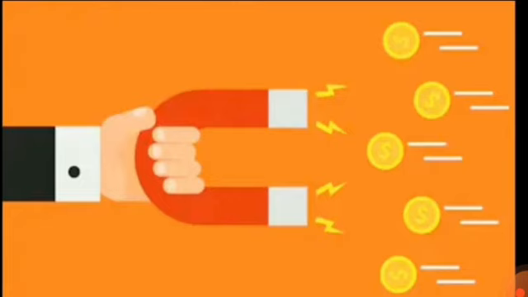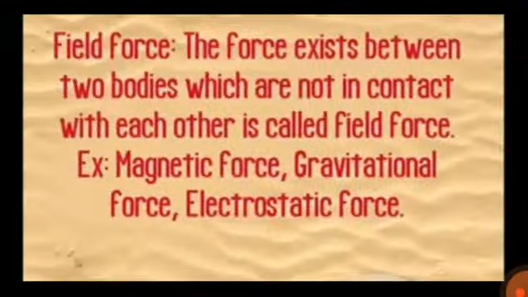The force which occurs without any physical contact between two objects is known as force at a distance or field force. Okay? So now let us see the definition of field force. The force that exists between two bodies which are not in contact with each other is called field force. We learned that contact force means they will be in contact with each other, so that is known as contact force. But field force is nothing but the force between bodies which are not in contact with each other.